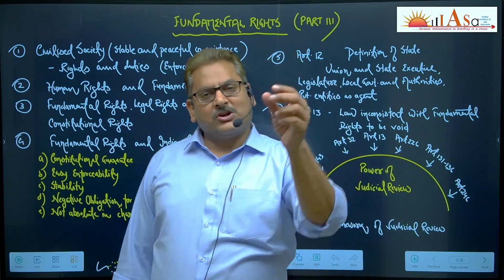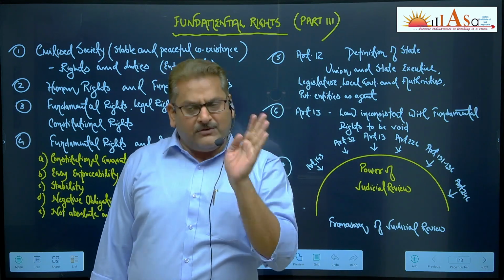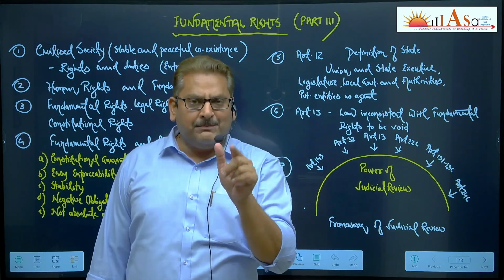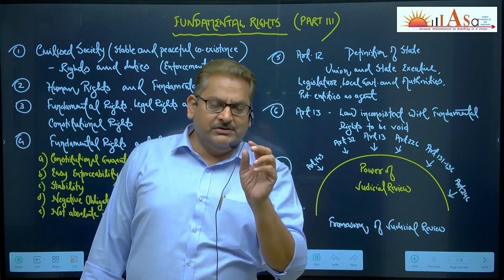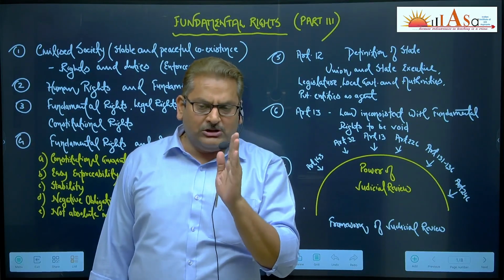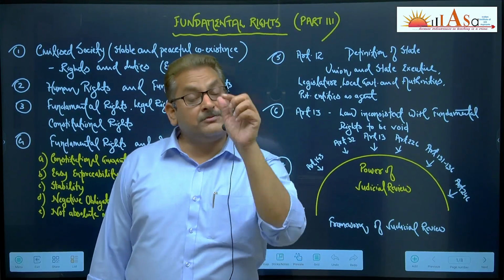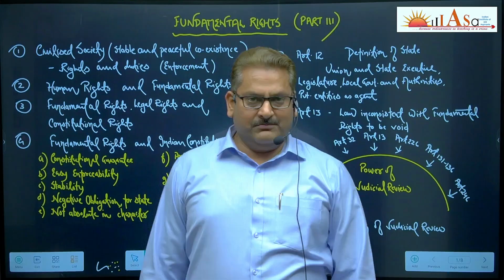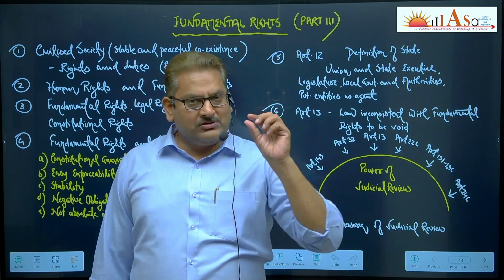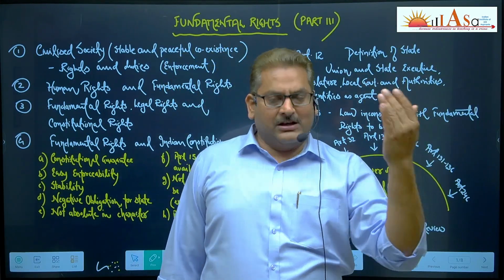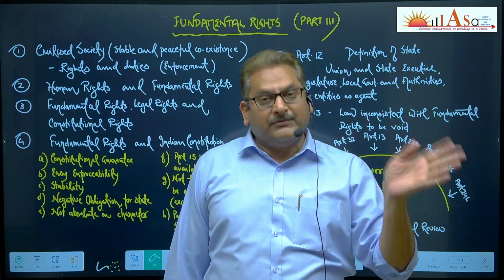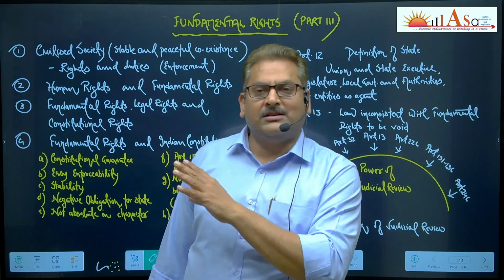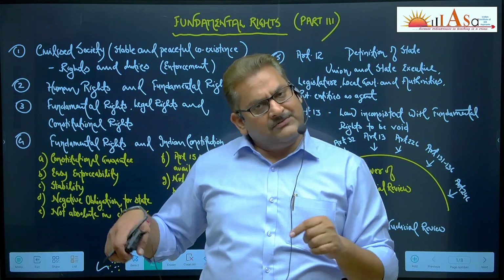Constitutional rights. Constitutional rights are those rights which emanate from the Constitution but which are not the part of fundamental rights. They are not the part of Part 3 of the Constitution. Point clear? So constitutional rights are those rights which have been conferred on us through one of the provisions of the Constitution, but not the fundamental rights. Only Part 3 deals with fundamental rights.